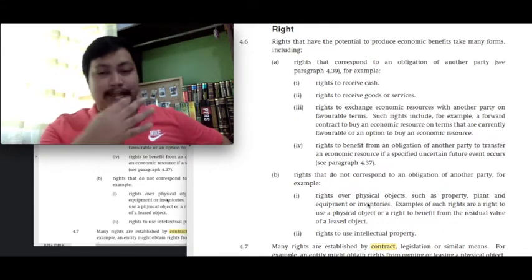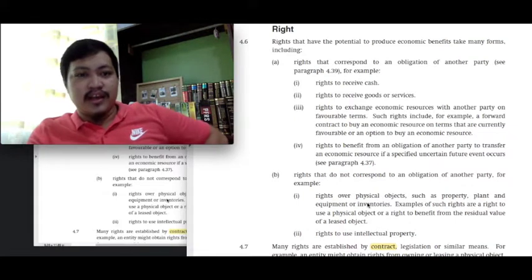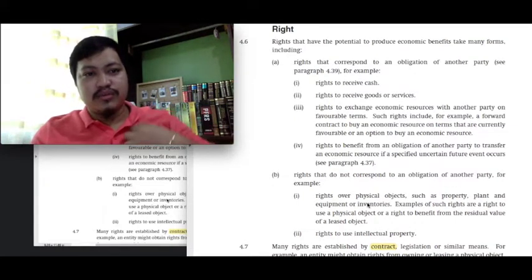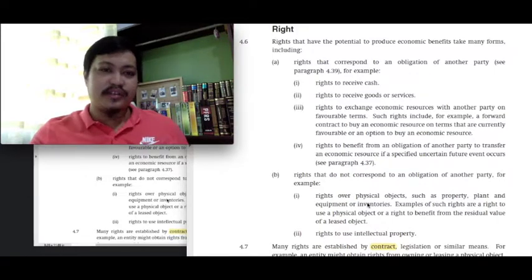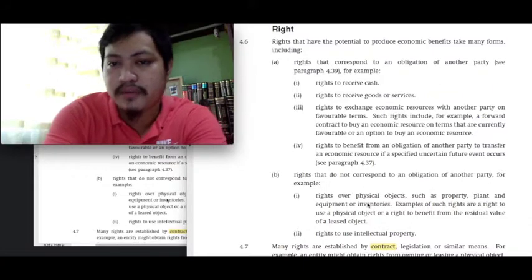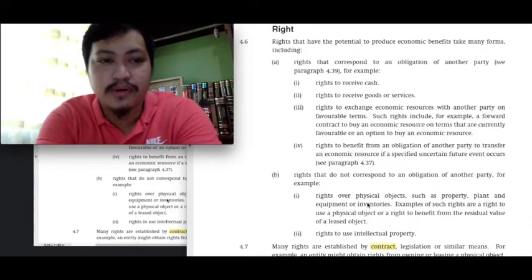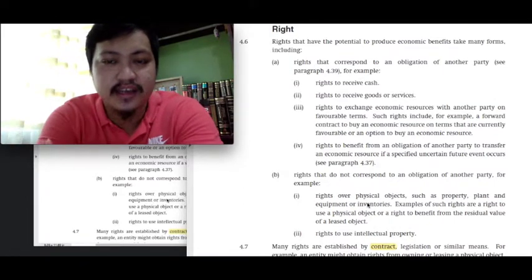Now, while I do not expect this to be a source of questions, class, at least this would give you an idea as to what rights would result in an asset. Obviously, rights to receive cash, and you should already be familiar with accounts receivable, class. Essentially, all our receivables that are payable in money represent this kind of rights.